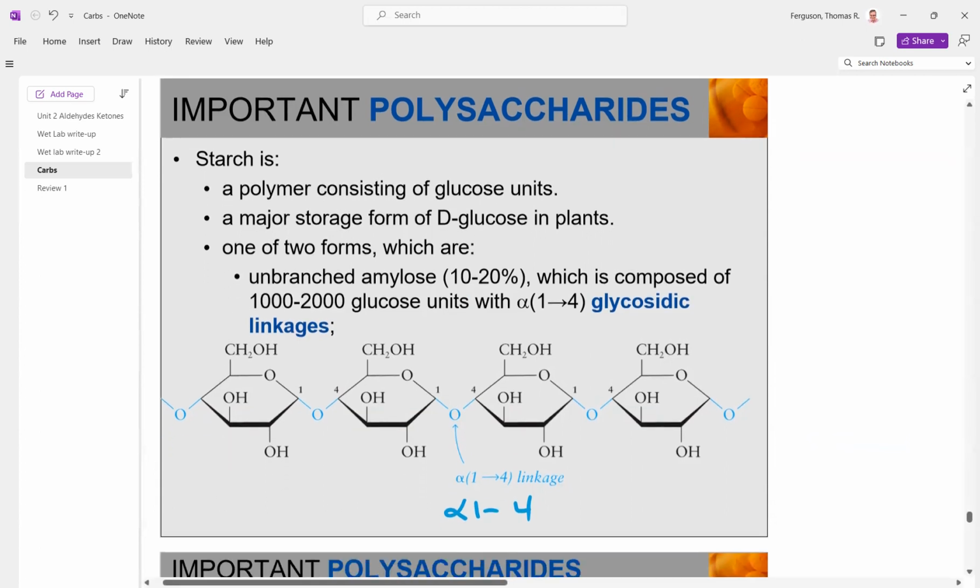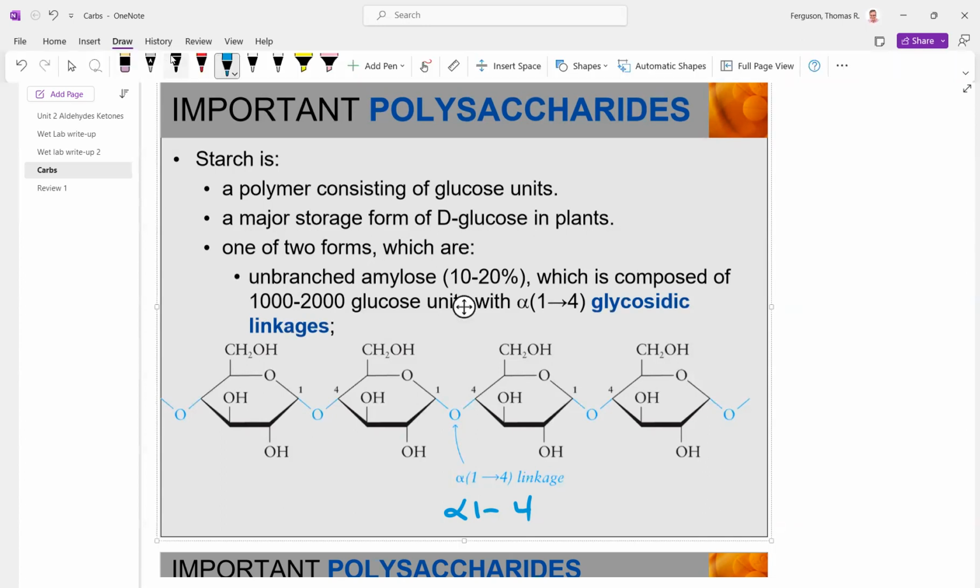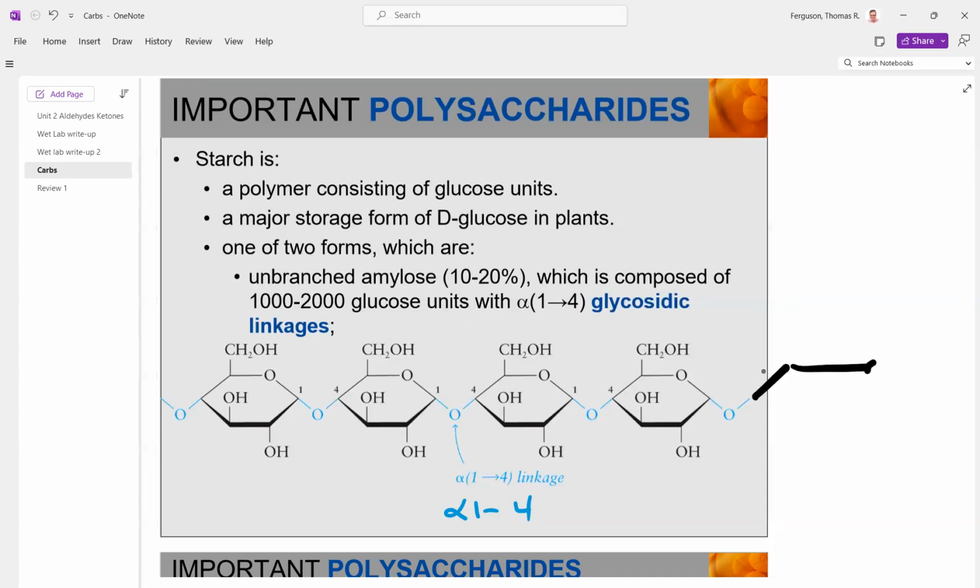Now, there's a trick question that could be asked. This just shows the middle part of the starch. It doesn't show you the front end or the back end. Well, the back end is going to look like this. So the question is, is starch a reducing sugar?